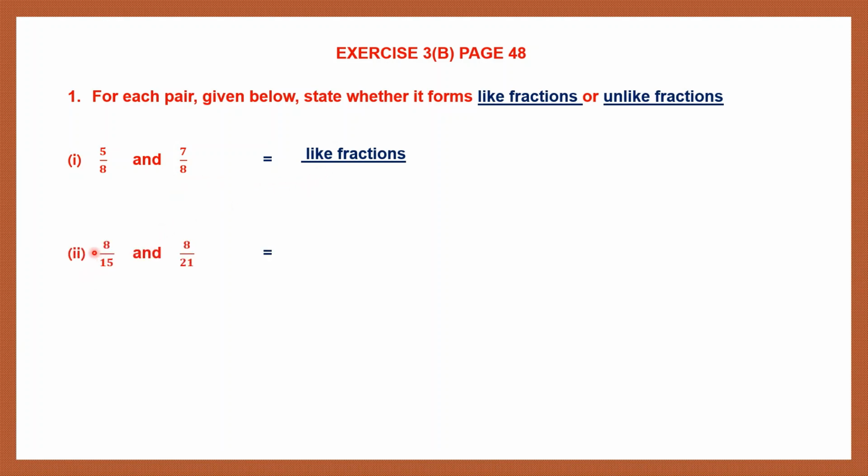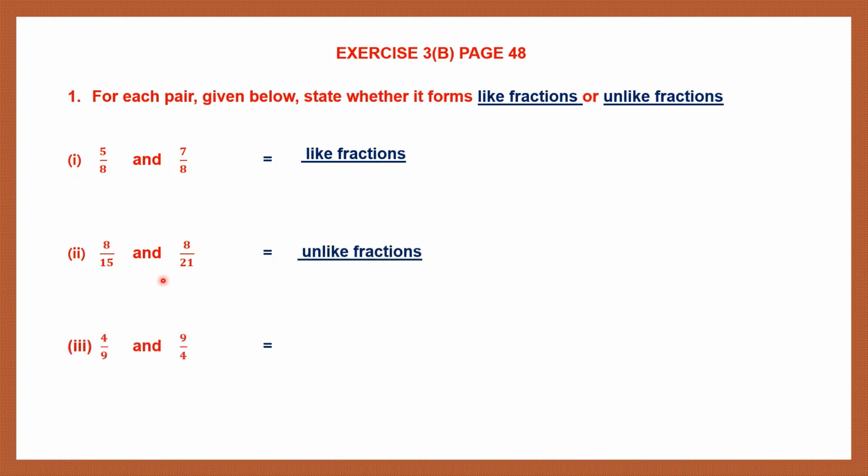The second pair, 8 by 15 and 8 by 21. Remember, we are only looking at the denominators. So denominators are different. So they are not like fractions. They are called unlike fractions.